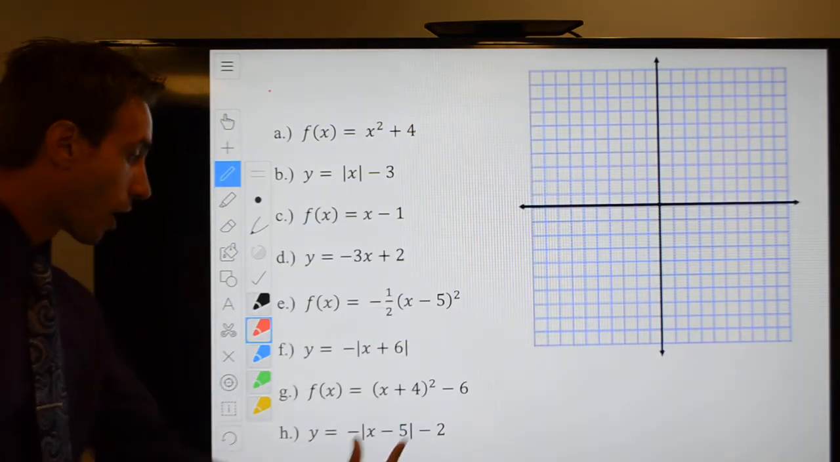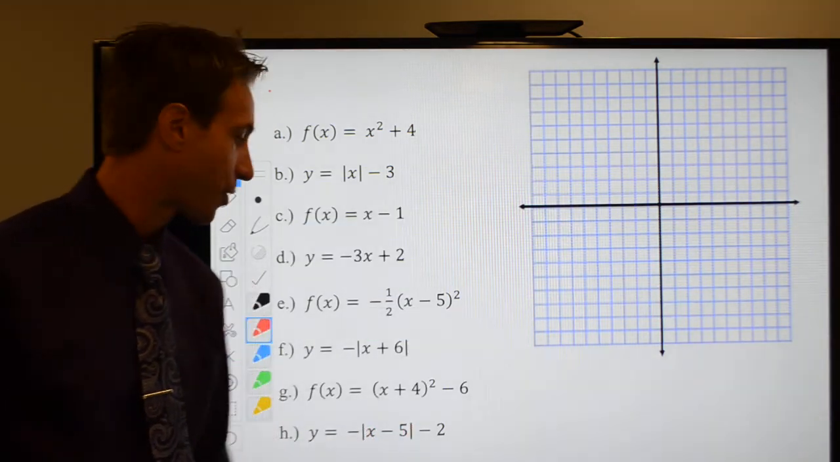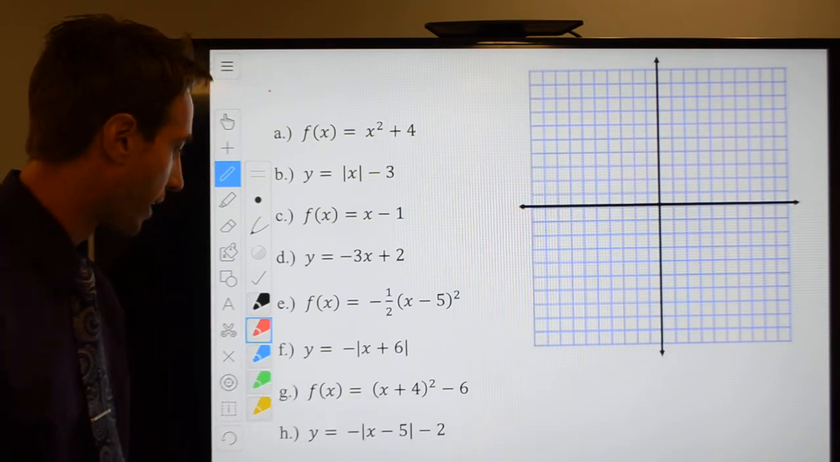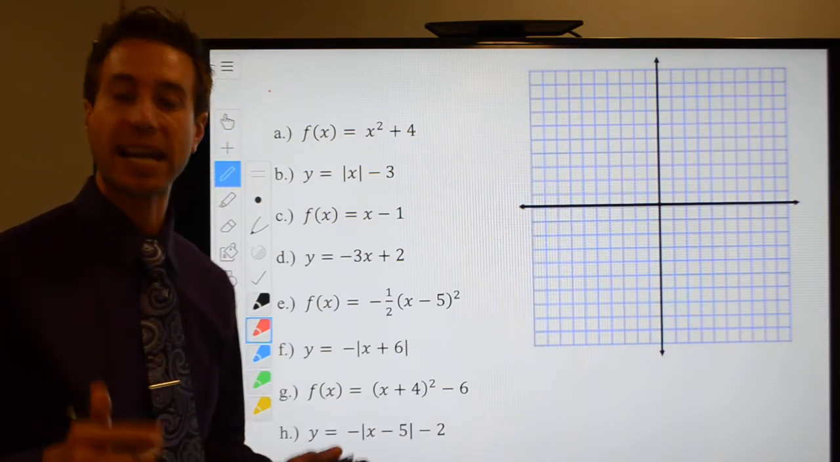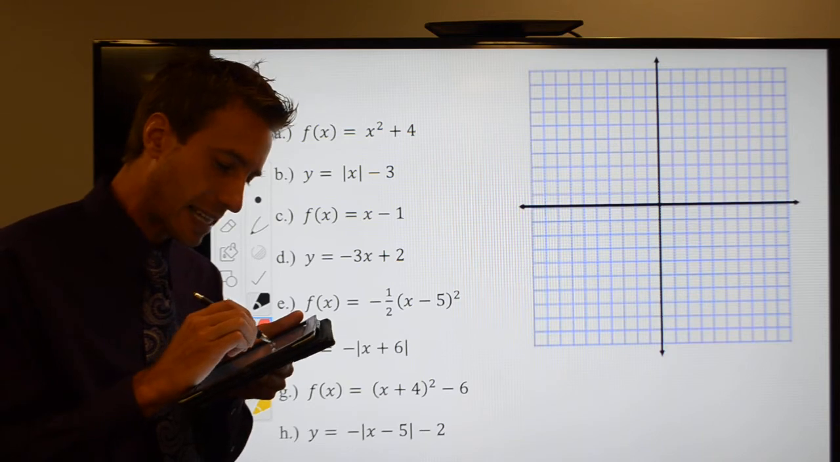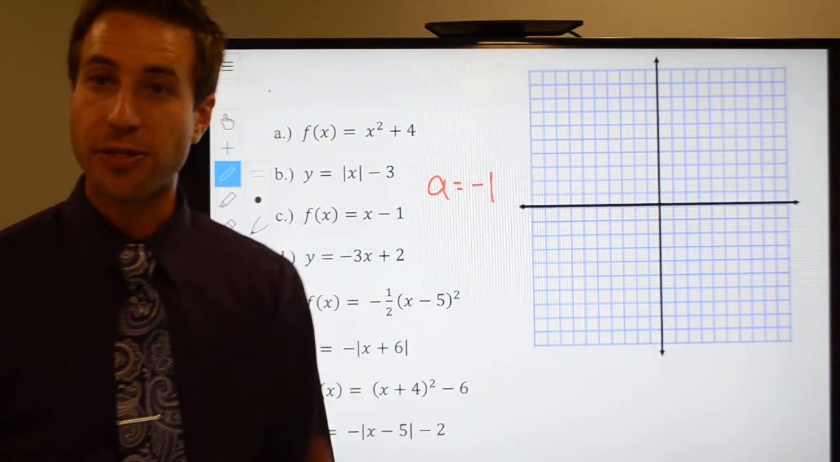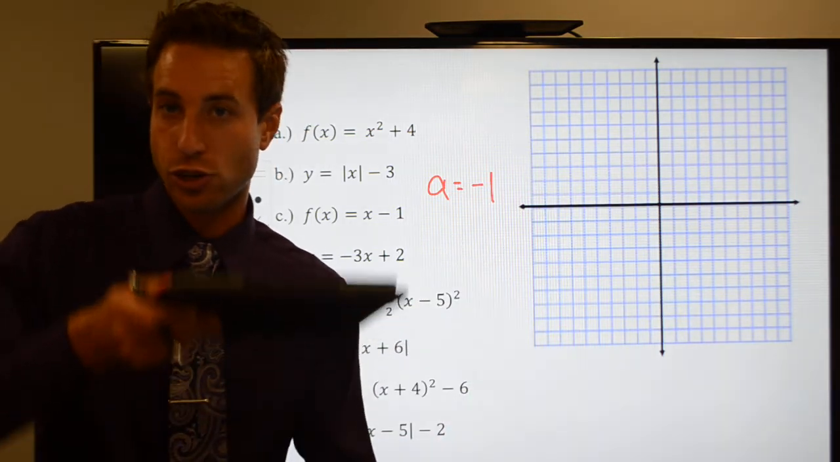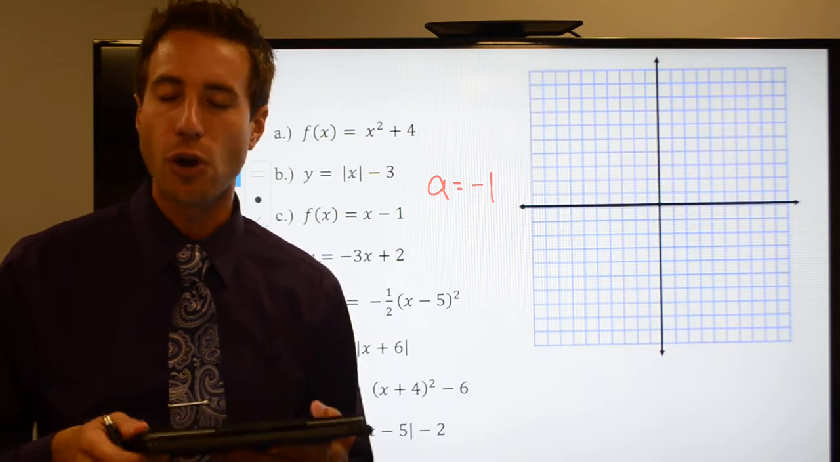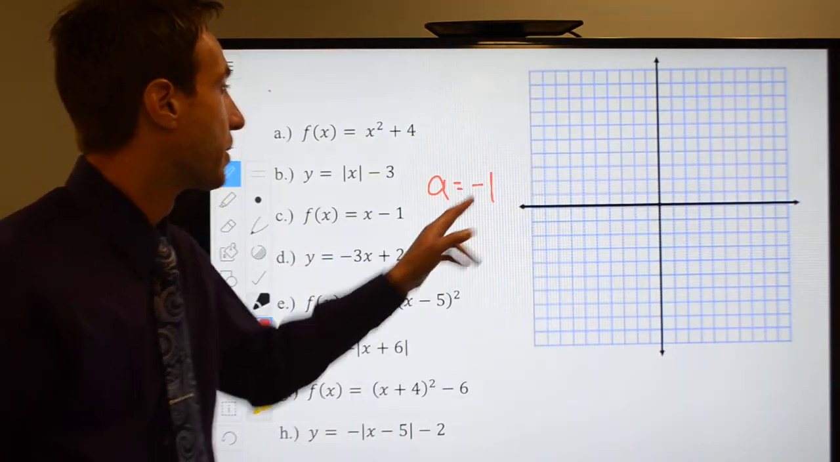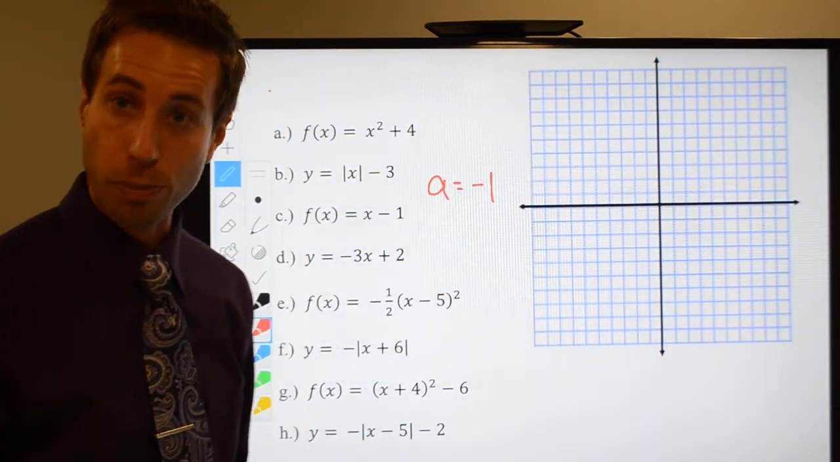Okay, in this last one, I recognize it as absolute value, and I got all kinds of stuff going on here. The first thing I notice is I have a minus sign out front. So that tells me that A is equal to a negative 1. Now, I know that the 1 does nothing as far as a dilation, right? There's no vertical stretch or compression. But the minus sign means that my V is going to open down.